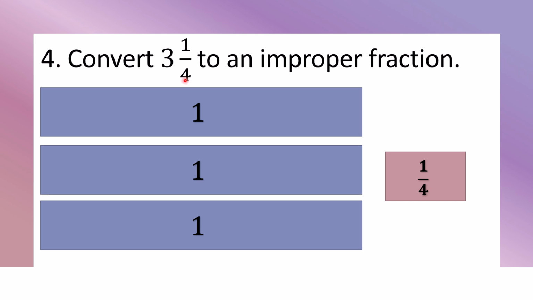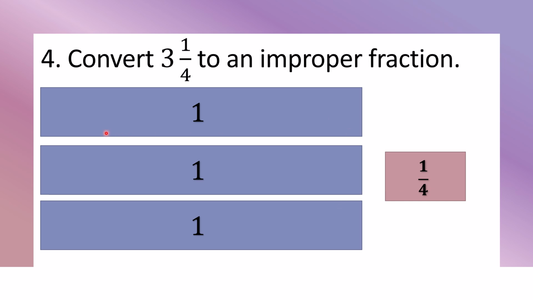So you start with the denominator, multiply that to the whole number part, then add the numerator, and that all goes over the original denominator. So that would be 4 times 3 is 12, plus 1 is 13. That would be 13/4.